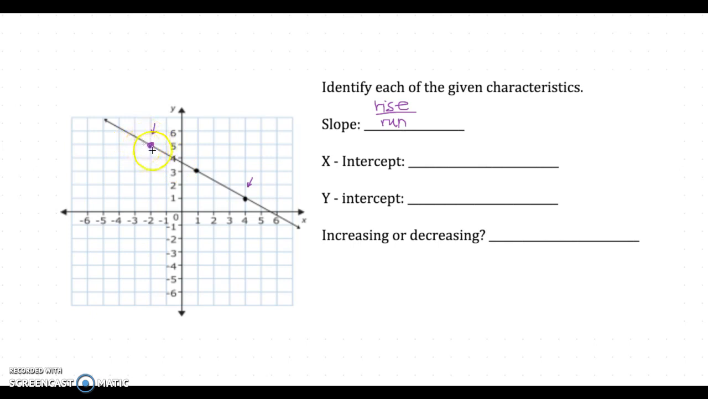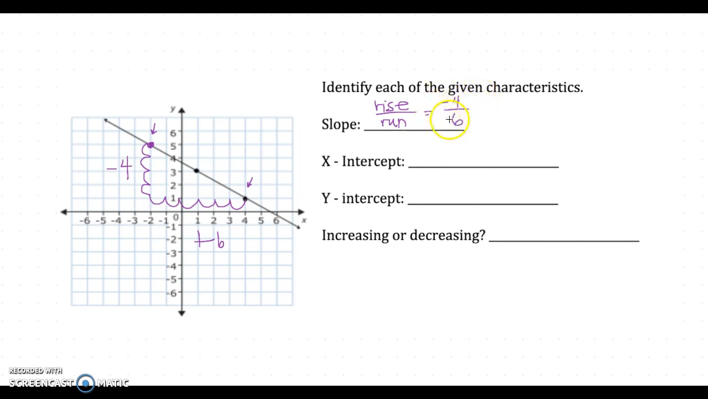So I'm imagining I'm walking from this point to this point, and I can only use vertical and horizontal. I can't just walk diagonal. And I want to count that rise and that run. So from here to here, I'm going to rise 1, 2, 3, 4 spaces. And because I went down, that is -4. So my rise is -4 over. Then I'm going to run 1, 2, 3, 4, 5, 6 spaces, and that was to the right, so that is +6. So my run is +6.